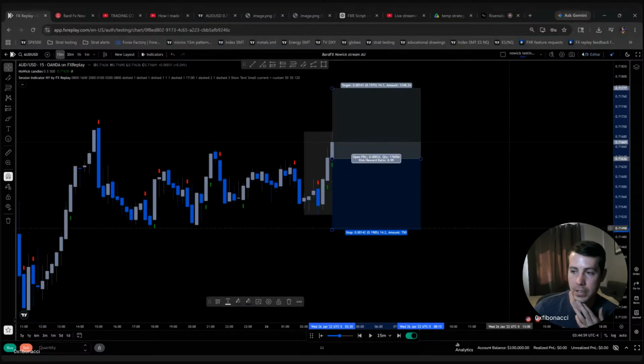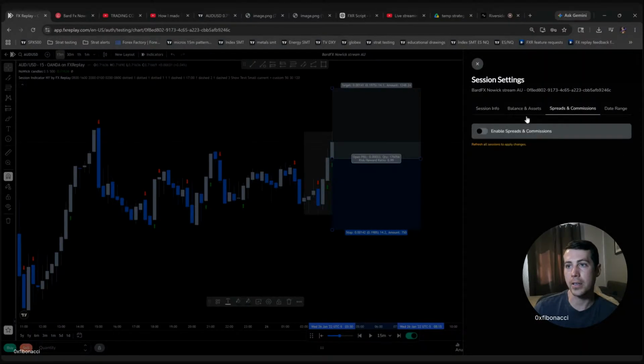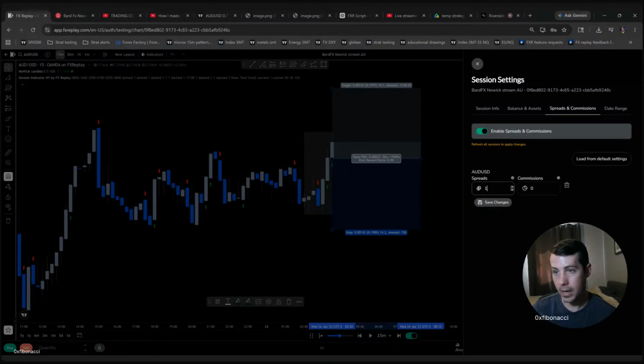And before we take the trade too, I do think we probably want to add some spreads just to make this a little more realistic. So you can come into your settings. I was seeing like a 1 pip spread might be average for AU. Some brokers probably a little less, some brokers a little more. So whatever you're trading, make sure to check what spreads you're actually going to be dealing with.